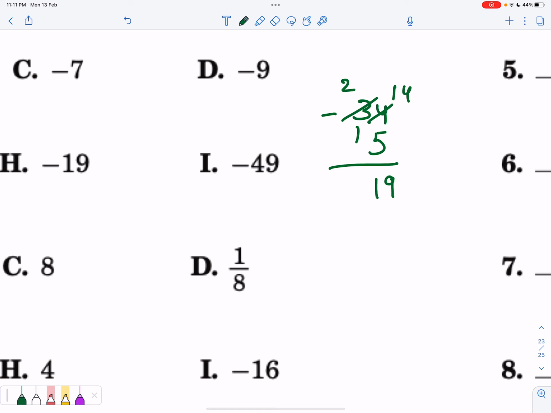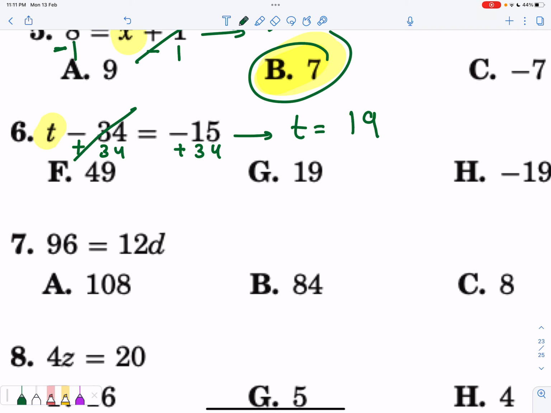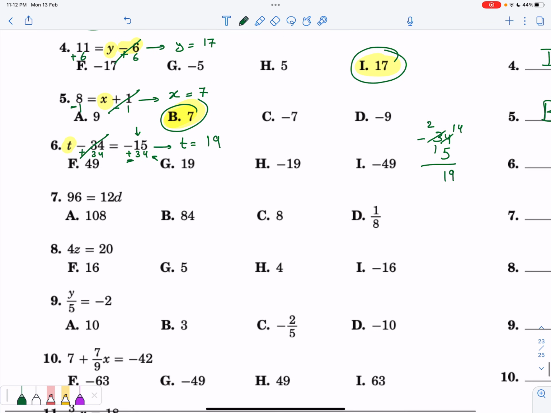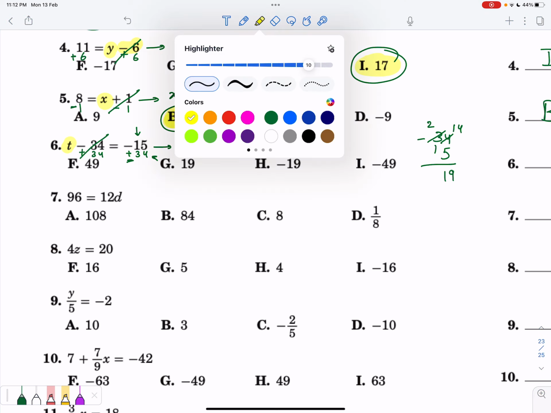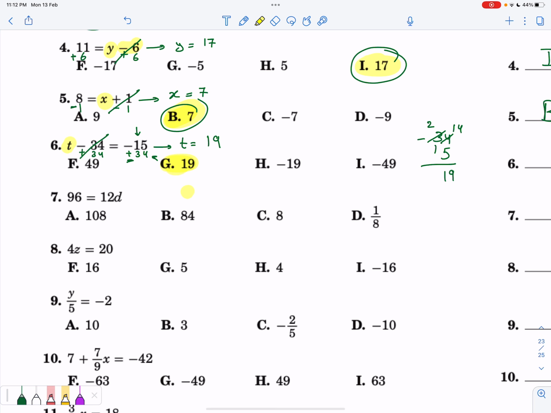Now 19 is the correct answer here. But is it supposed to be negative or positive? Let's take a look. When different signs subtract, keep the sign of the larger number. You have a negative number, which is negative 15, and a positive number. What is the big number? Of course, the 34 is bigger. So you will take the sign of the bigger number, which is the positive number. So the correct answer is going to be positive 19. So positive 19 is answer G, right? Yes, that one is the correct one.